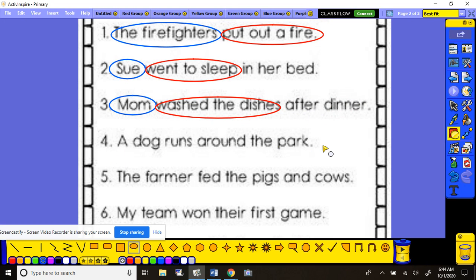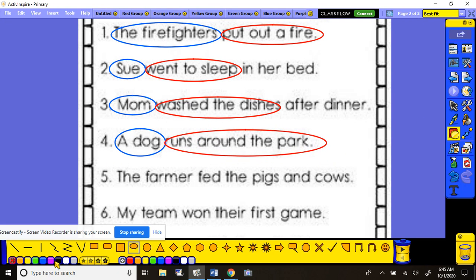All right, here. A dog runs around the park. What's the naming part? A dog. And what does the dog do? What's the telling part? The dog runs around the park, or just runs.